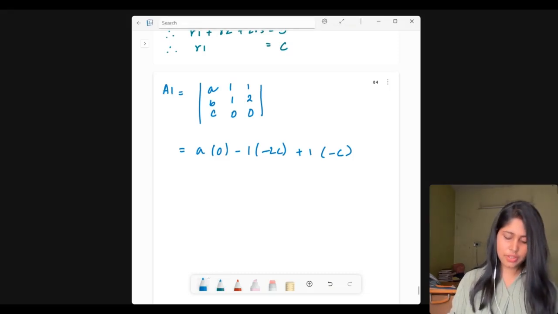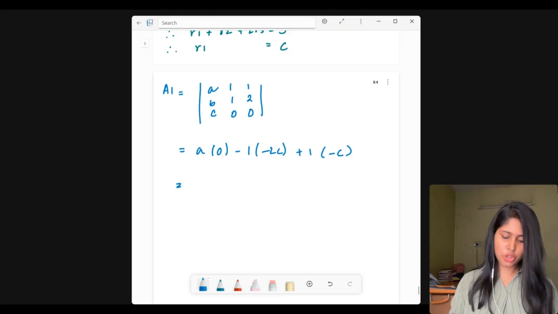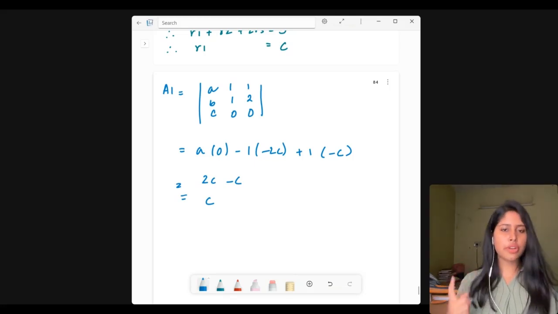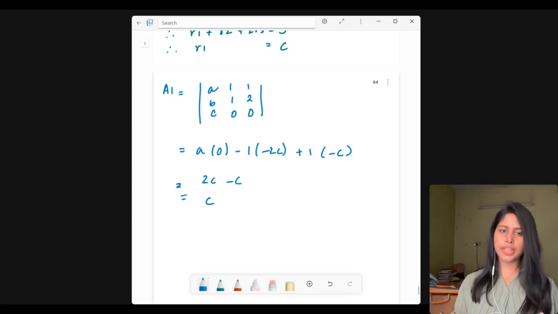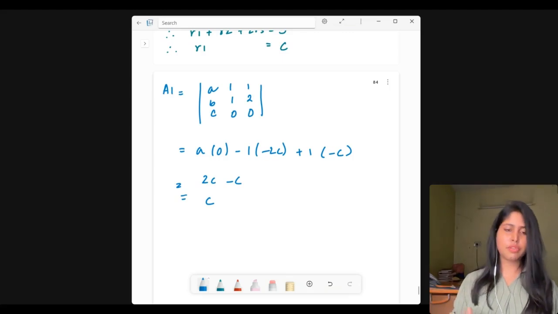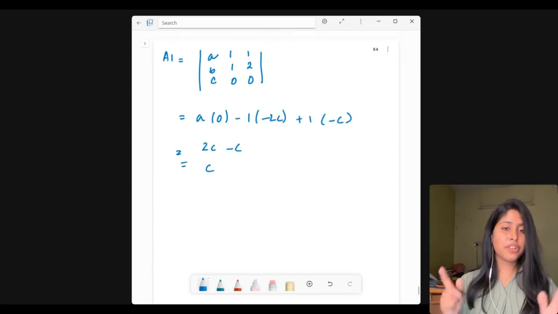Next step is 0 minus plus 2c and then minus c, which is basically C. So here we are getting that the x is R1's value is determinant of A1 by determinant of A. Now determinant of A is again 1. So we can say that whatever values we are getting for A1, A2 and A3, that is the value of the unknown variable, right?